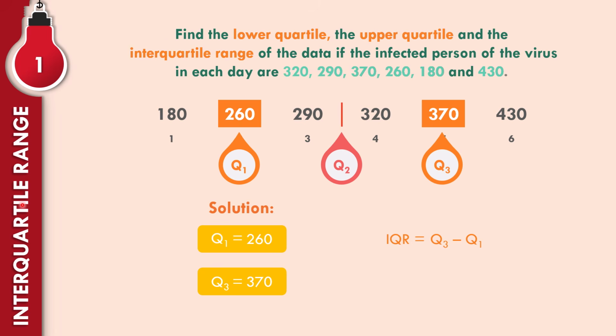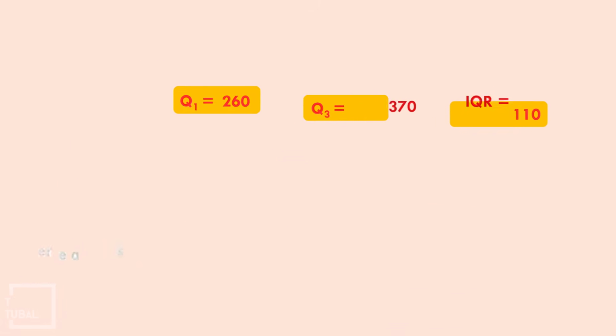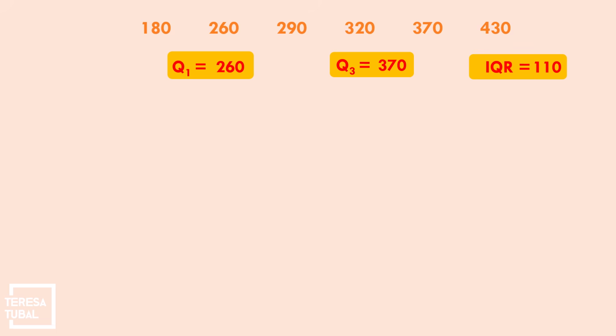Let us identify now the interquartile range. Q sub 3 minus Q sub 1. Q sub 3 is 370 minus Q sub 1, that is 260. 370 minus 260, the interquartile range is equal to 110. So from quartile 3 minus quartile 1, the interquartile range is equal to 110. The quartile 1 is equal to 260, the quartile 3 is equal to 370, and the interquartile range is 110.